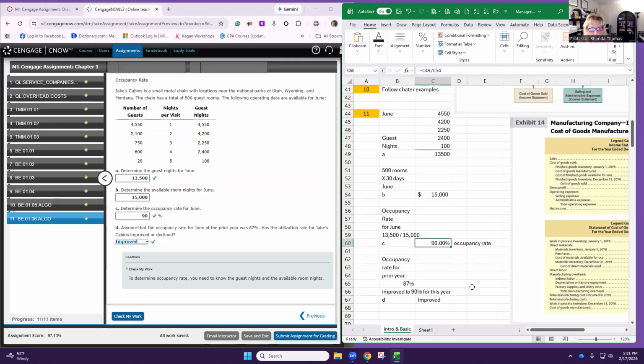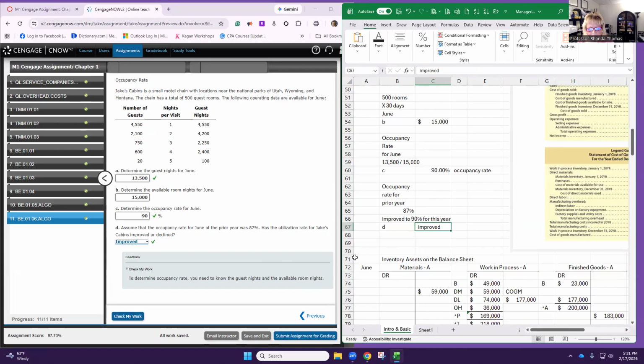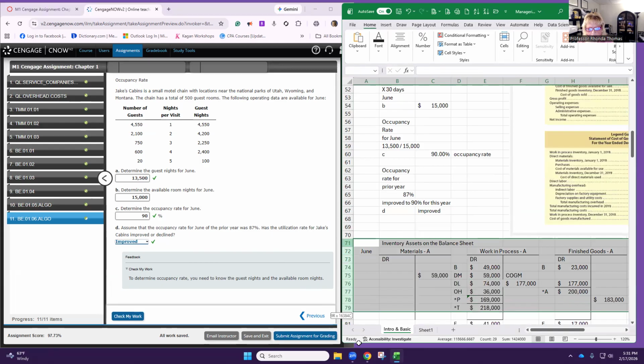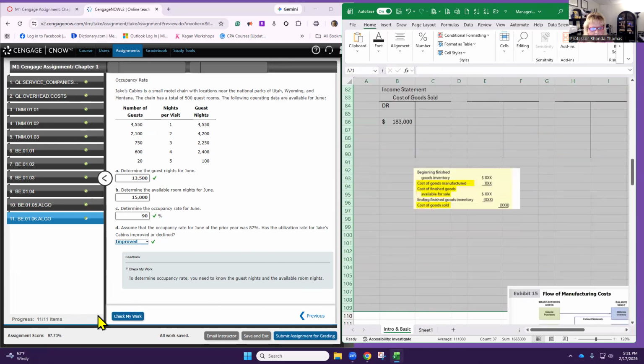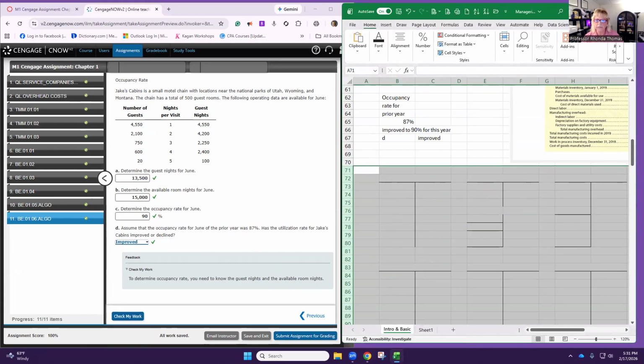So let's think about the year before. Assuming the occupancy rate for June of the prior year was 87% occupied. This year it's 90%. So yeah, that's an improvement. That's up 3%. It sure is. Okay, so that is it. Let me double check my work now. Okay, that is it for these problems.